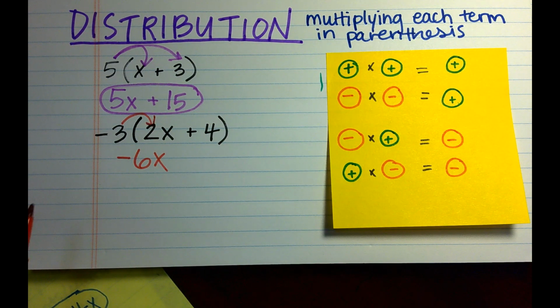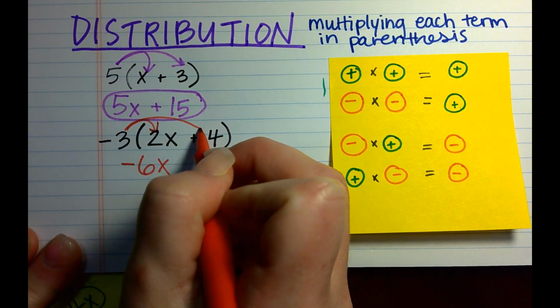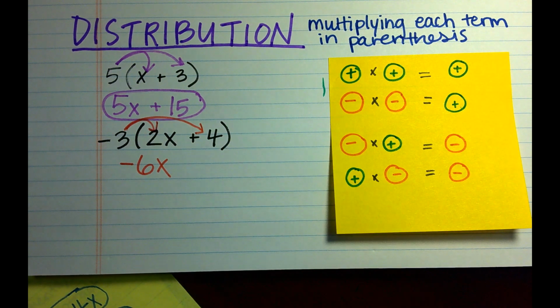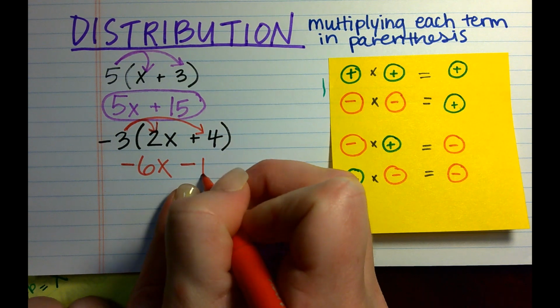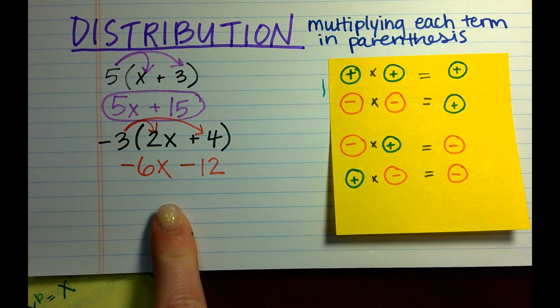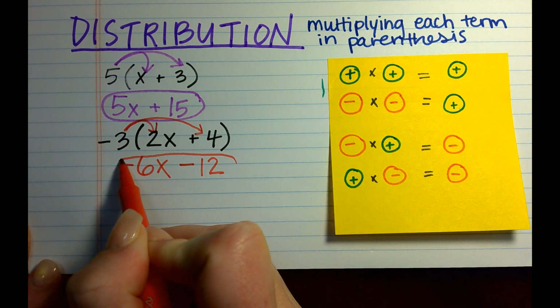Now, what do I do next? -3 times 4. Good. What's that going to give us? -12. So we write -12 since it is -12. And that is our answer.